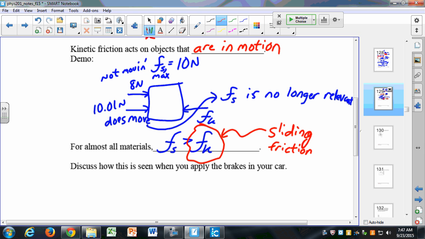So it's like the table slides across the floor. The two surfaces are moving with respect to one another. That is the surface of the legs on the bottom of the table and the floor. They're sliding with respect to one another. So that's kinetic friction, whereas static friction is they're not sliding with respect to one another. So when you think about kinetic friction, I want you to think about sliding friction. That'll help you in some of the ways that we think about this.